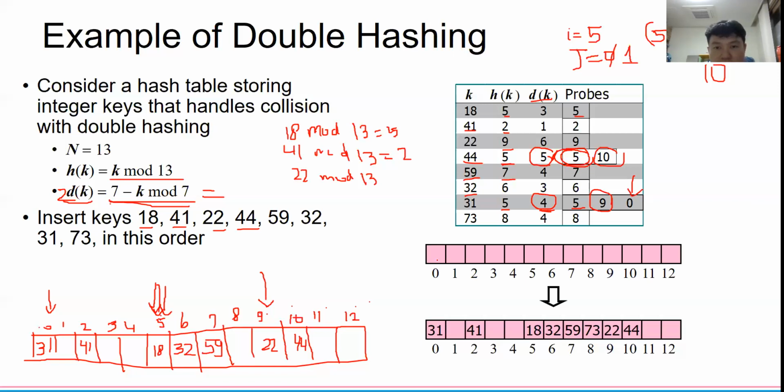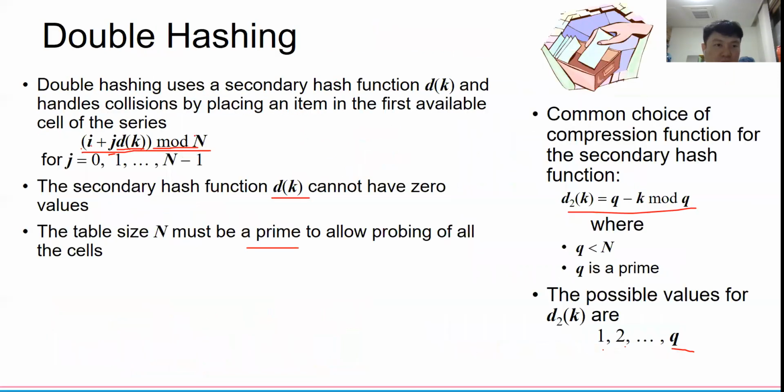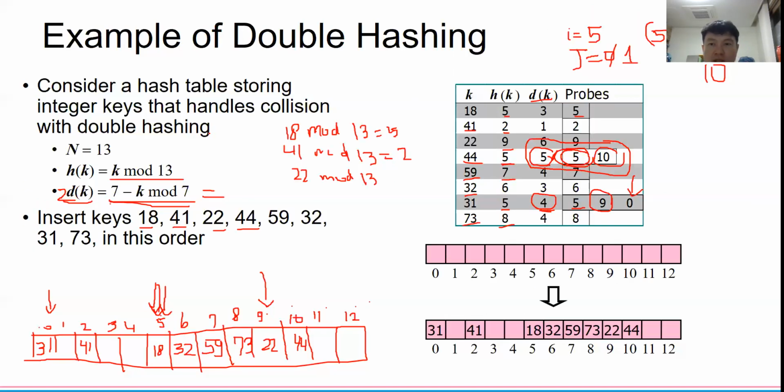What about 73? 73 divided by 13, or mod 13, is 8. In index 8 there is no value, so you just put 73. So this idea, if you take a look at this one, is double hashing.